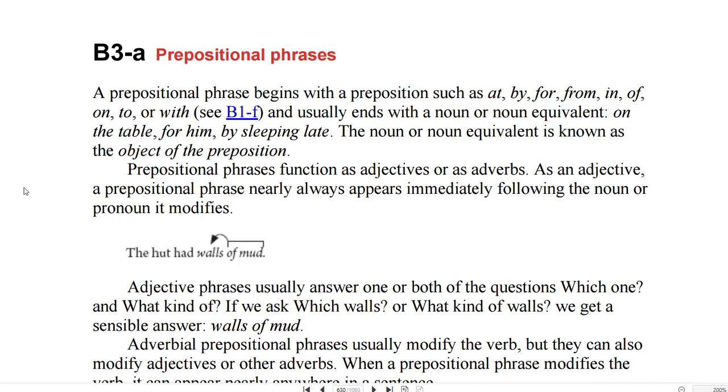As an adjective, a prepositional phrase nearly always appears immediately following the noun or pronoun it modifies. The hut had walls of mud, and therefore of mud is the prepositional phrase that modifies walls. Adjective phrases usually answer one or both of the questions: Which one? What kind of? If we ask which walls or what kind of walls, we get the sensible answer, walls of mud.